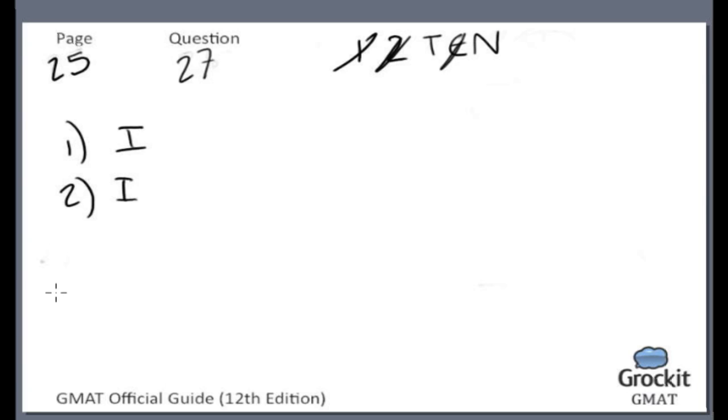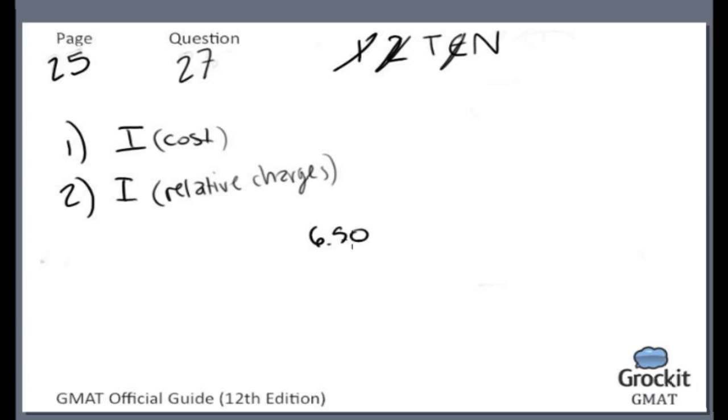Now we have to consider the two of them together. We do have the total charge for Wanda's telephone call in statement 1, and in statement 2, we have the relative charges per minute. However, even in conjunction, these two statements are not sufficient. We know that the total cost ends up being $6.50. We also know that each minute after the first costs a certain amount, and that the first minute is going to be that cost plus 50 cents.